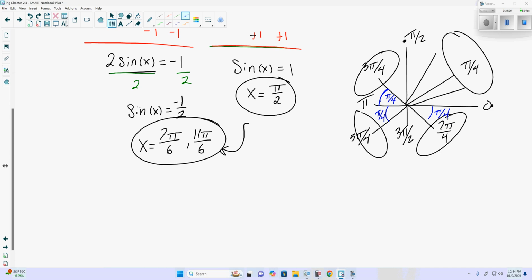I just know that tangent is positive 1 at pi over 4. I need to find out when it's negative 1. Well, tangent's negative in the second and the fourth, so with a reference angle of pi over 4, we get those two there. Does that kind of make sense?